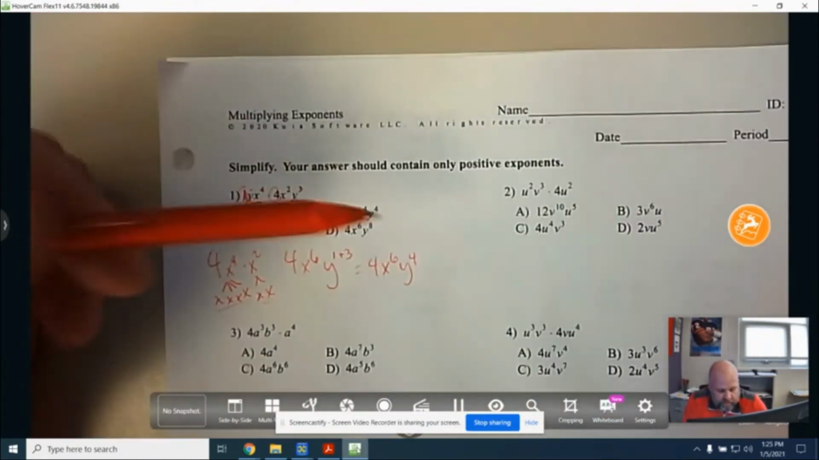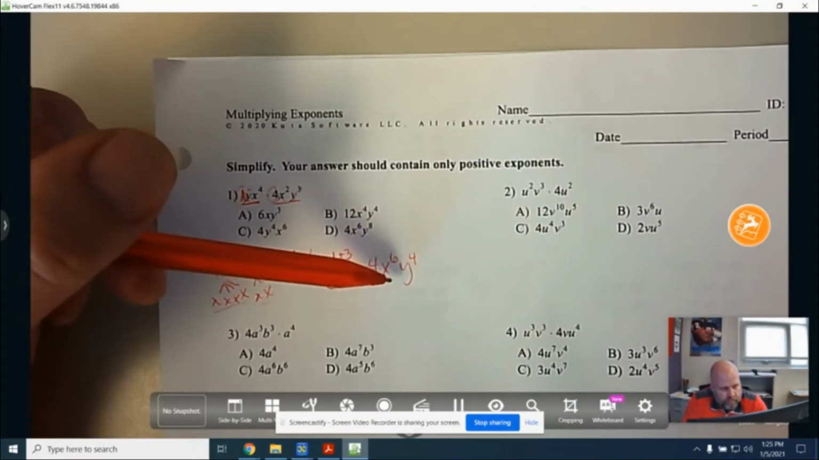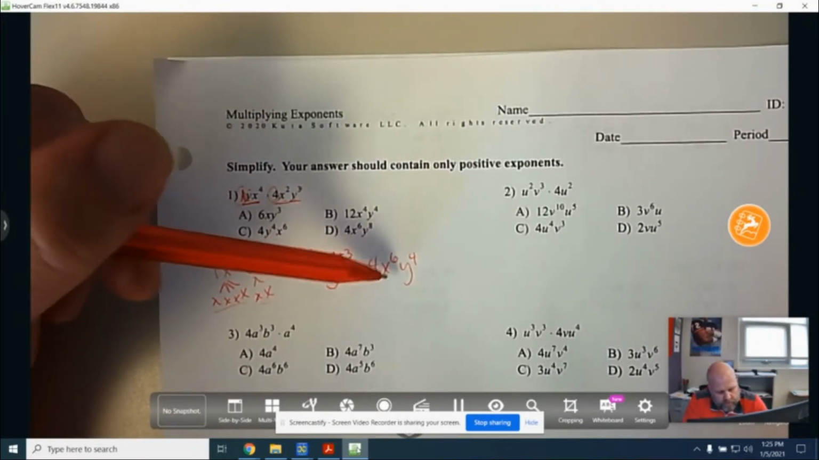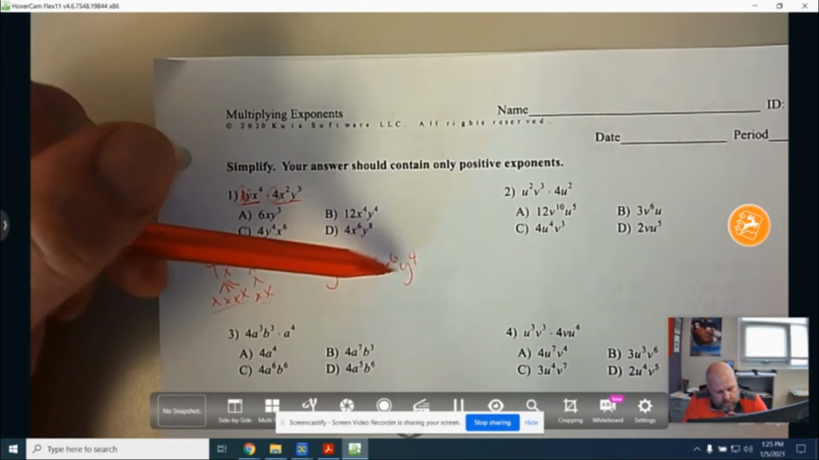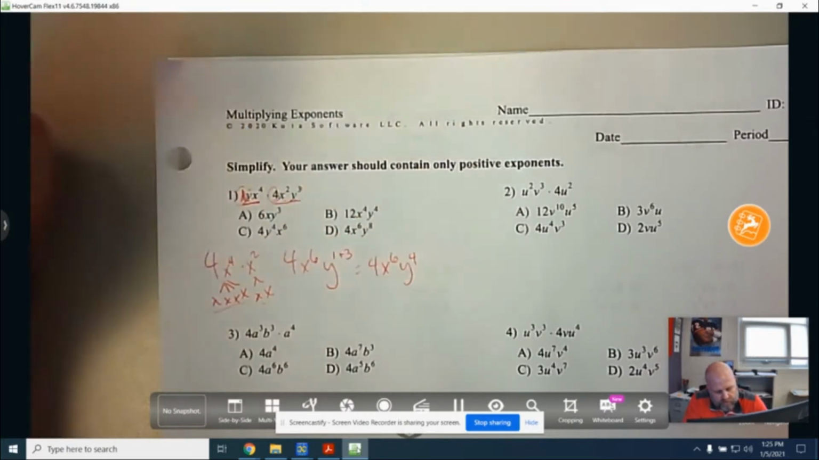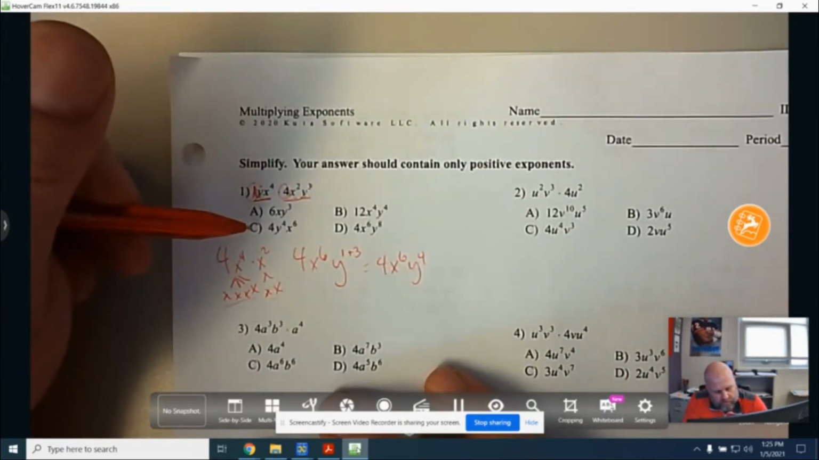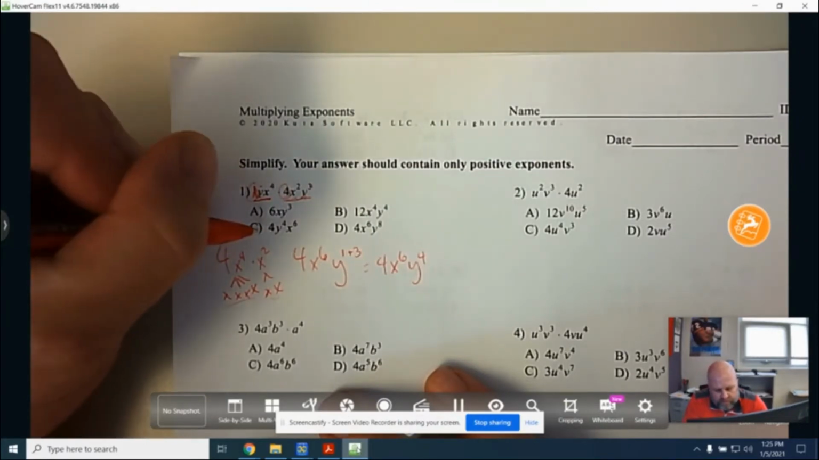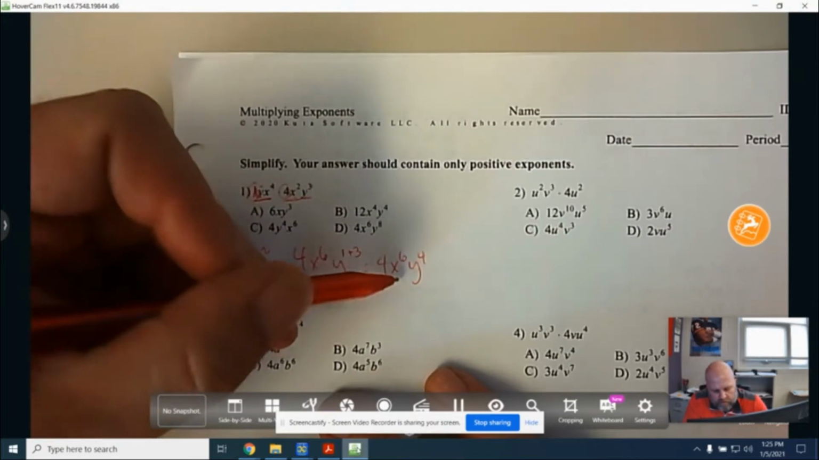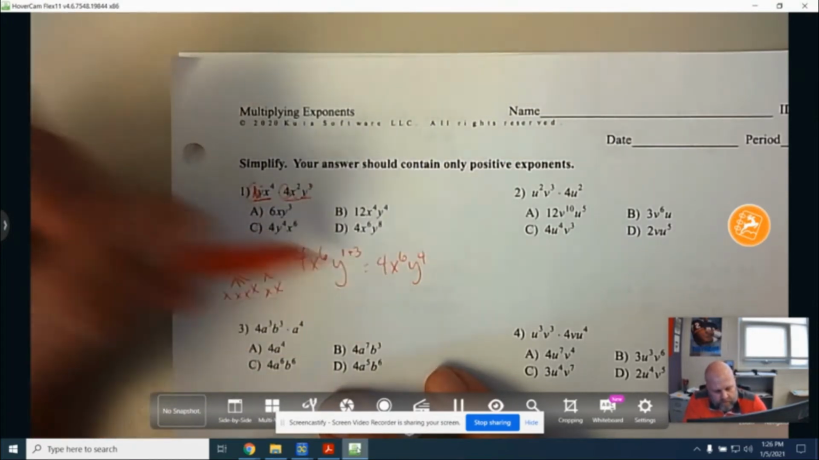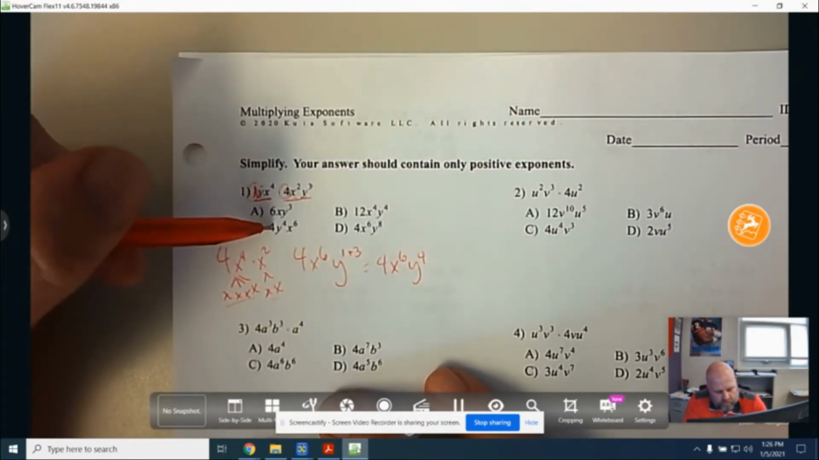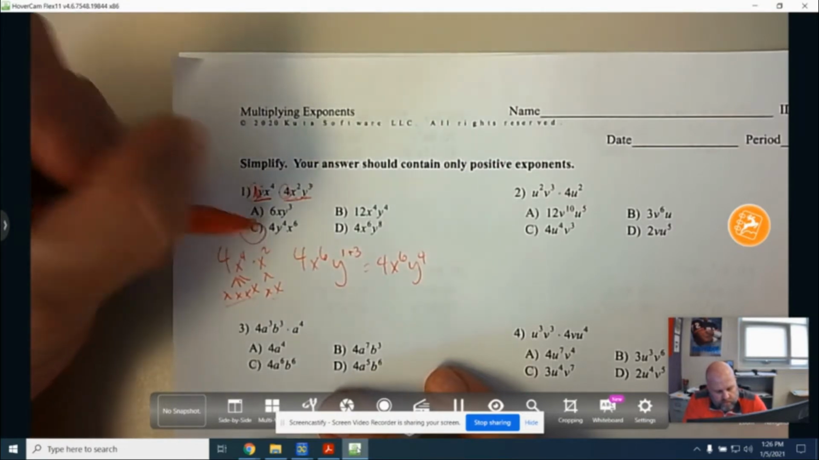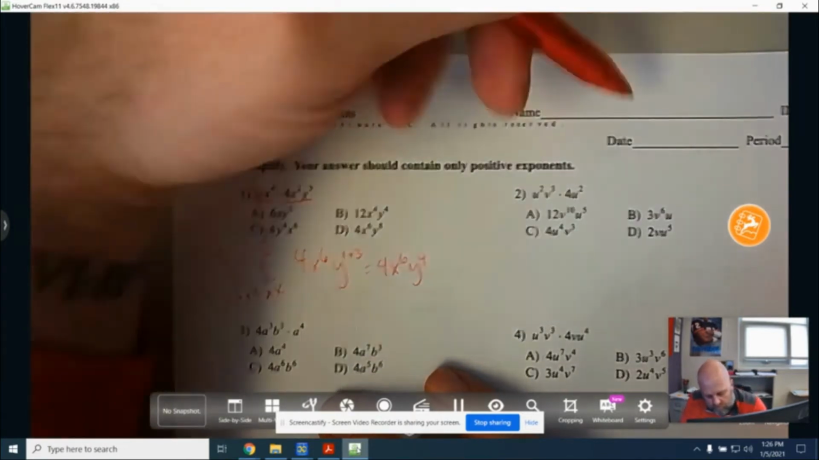Okay, double check that it is alphabetical. With your variables, you get your coefficient first, and then alphabetically, it's put together, x followed by y. And then I should check up here, and you'll see up here, sometimes the answers are not going to be in proper form like this. They didn't list it alphabetically, but it's the same thing. 4y to the 4th, x to the 6th. Okay, so I'm going to choose letter C.